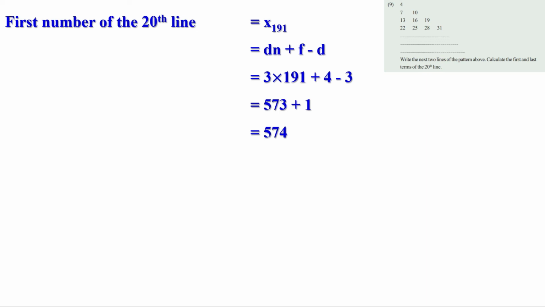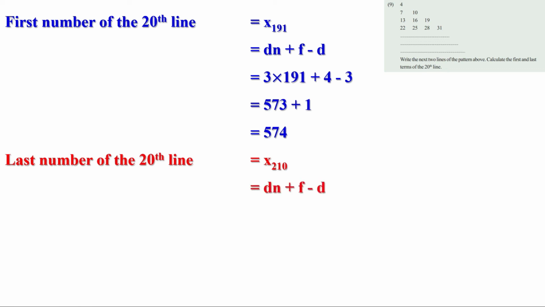Now there are 20 terms in the 20th line. 574 is the first number, or the 191st term is the first term of the 20th line. There are 19 more terms. That means the last number of the 20th line is the 210th term of the sequence. That is dn plus f minus d, or 3 into 210 plus 4 minus 3. That is 630 plus 1, or 631. So the last number of the 20th line is 631.